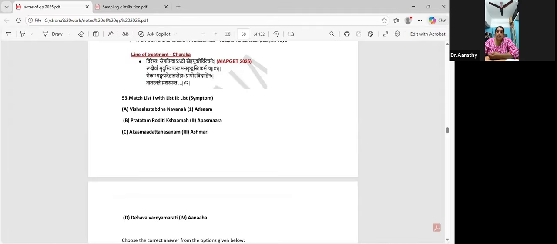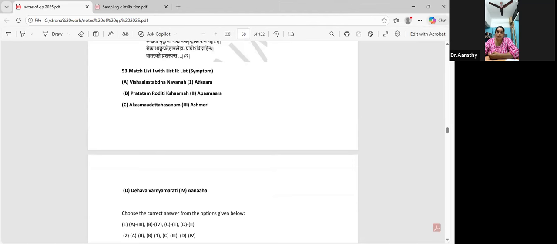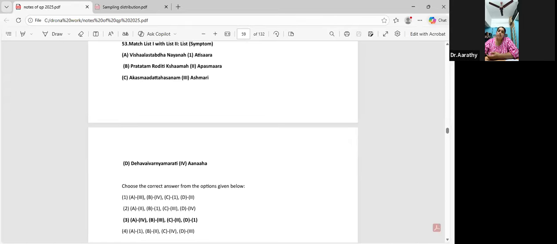Then 53, Vishala Stabdhanayana, Pratadam Rodadi Kshama, Akasmadatta Hasanam. So the context, I think you might have got it now. It is Vedanadhyaya from Kashyapa or Kaumara. So that is very, very important. Most of the times, match the following questions. One match the following question you might be getting from Vedanadhyaya. And there are a few confusion points in Vedanadhyaya also, specifically Sanya related symptoms. For a lot of diseases, there are Sanya related symptoms, which can be a confusion point.